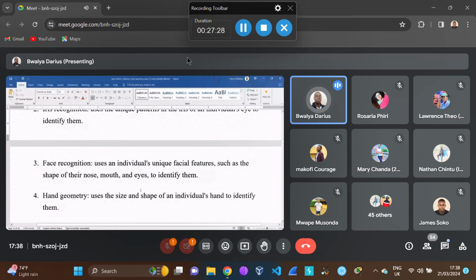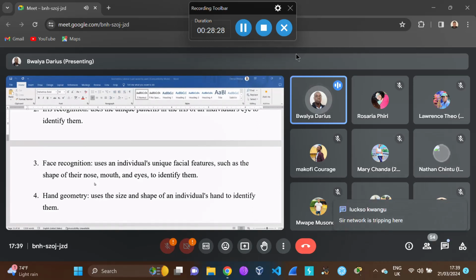Okay. Then we have face recognition. Now this uses an individual's face. It is assumed that faces are different. Some have shorter noses, others are longer, others wide noses, wide mouths, small mouths. Things like that. The eyes. So this looks at all these configurations, where the nose is, maybe it's out of symmetry, only a little bit on the left side and so on. It's taken into consideration. Put together, they result in something that is unique. Then we have hand geometry where you touch.